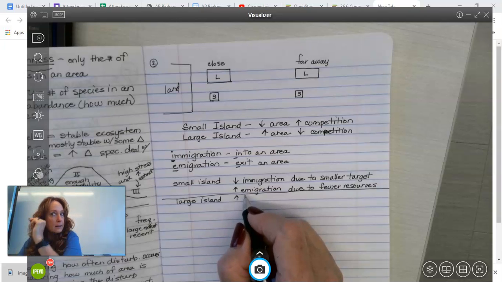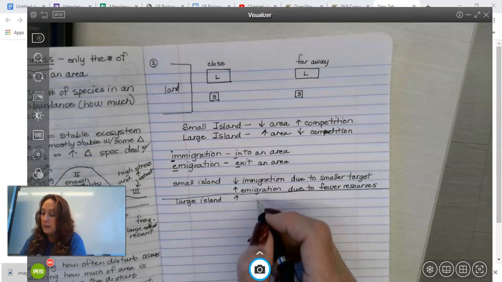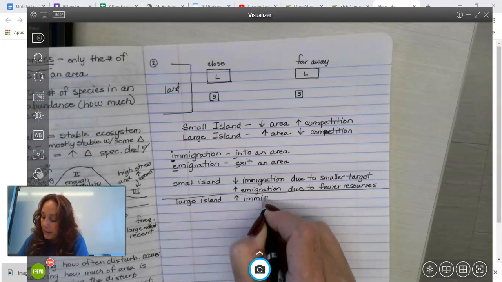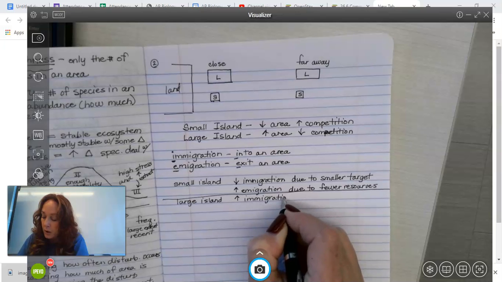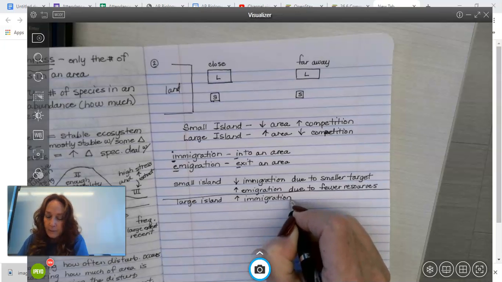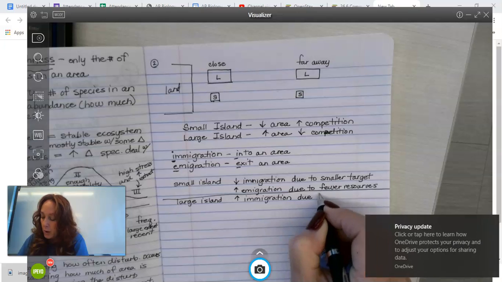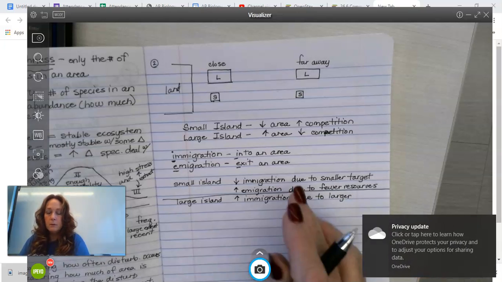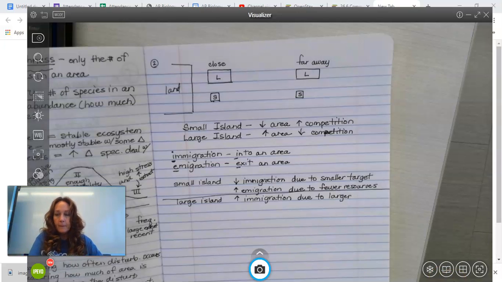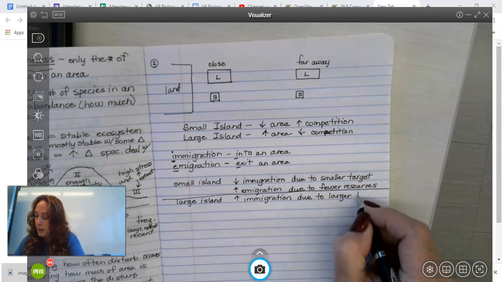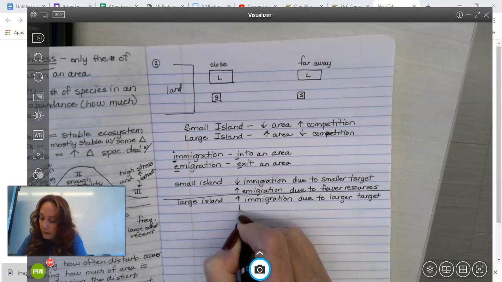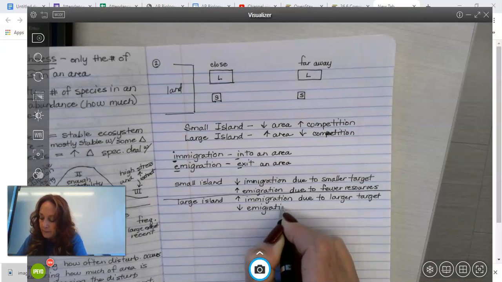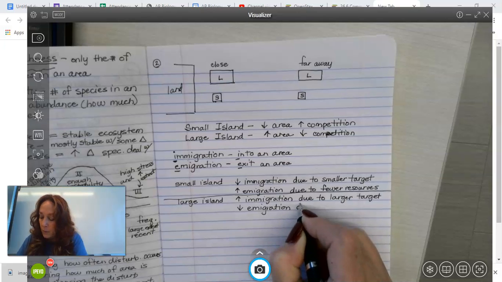Okay, that's when I start cutting these crazy places in my hair. So higher amounts of organisms coming onto the island because it's a larger target. But fewer organisms leave, so lower emigration, because you've got more resources.